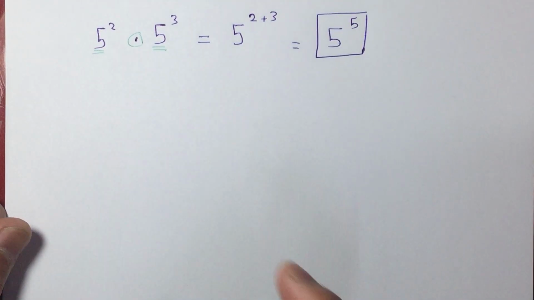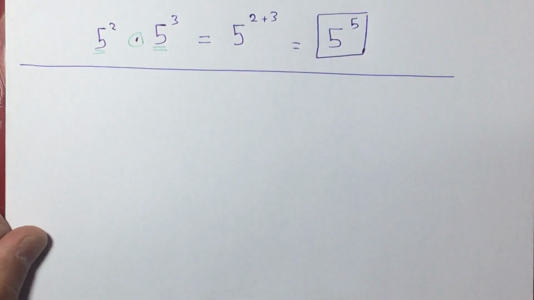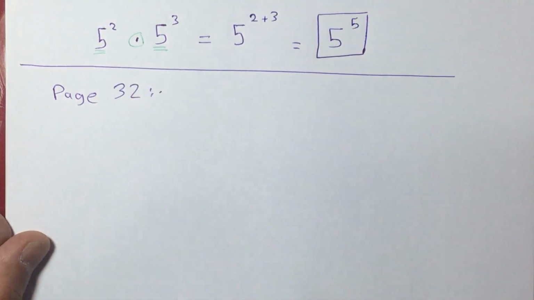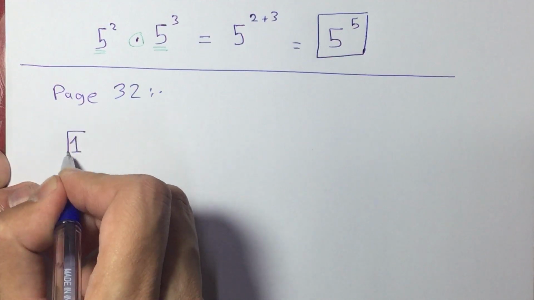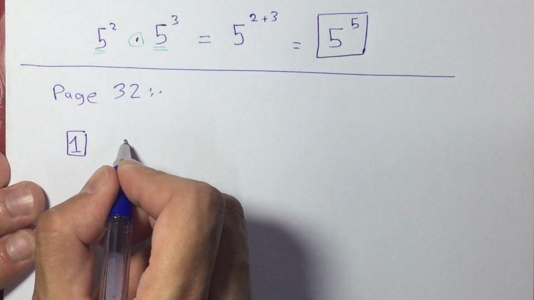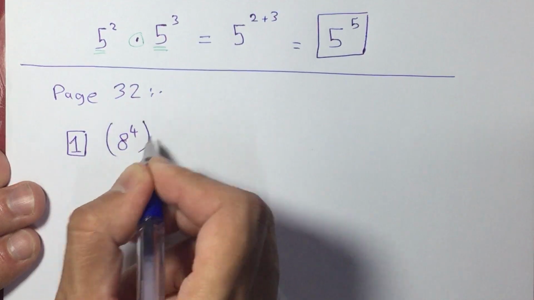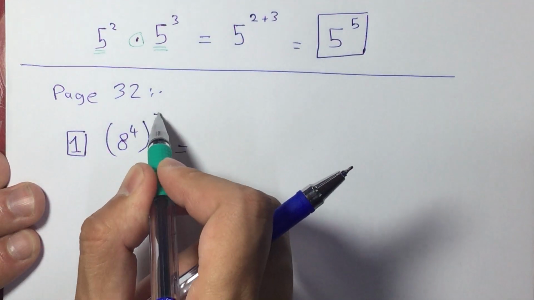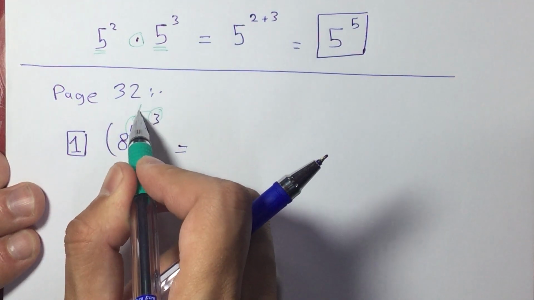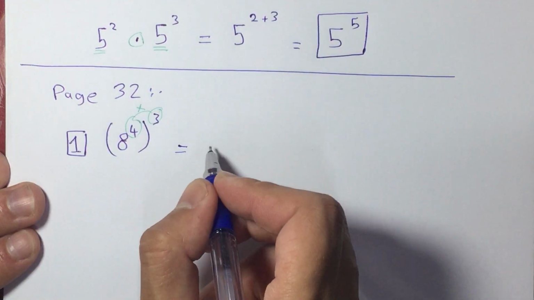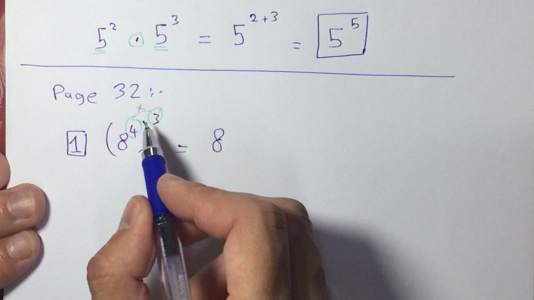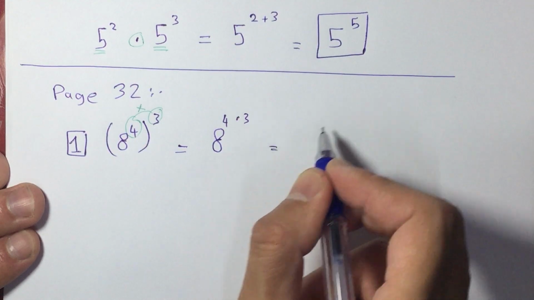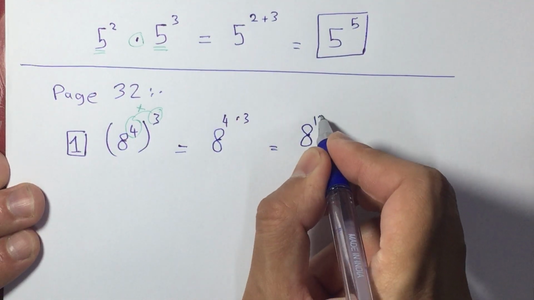So let's solve the first example. Examples from page 32. The first one is 8 to the 4th, all of them to the third power. So how can we calculate this? We have a power of a power, so we simply multiply the exponents. So the answer will be 8 to the power of how much? 4 times 3, which will give us 8 to the power of 12.